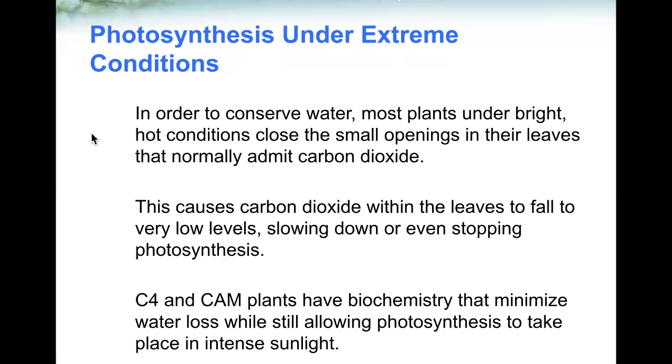In order to conserve water, most plants under bright, hot conditions close the small openings in their leaves that normally admit carbon dioxide. This causes carbon dioxide within the leaves to fall to very low levels, slowing down or even stopping photosynthesis. C4 and CAM plants have biochemistry that minimizes water loss while still allowing photosynthesis to take place in intense sunlight.